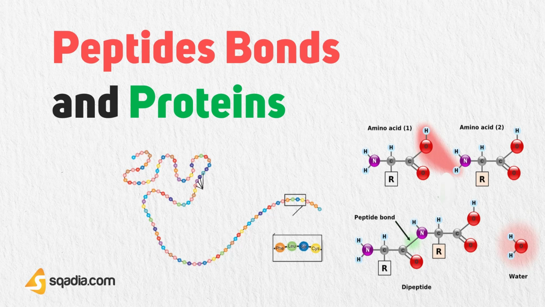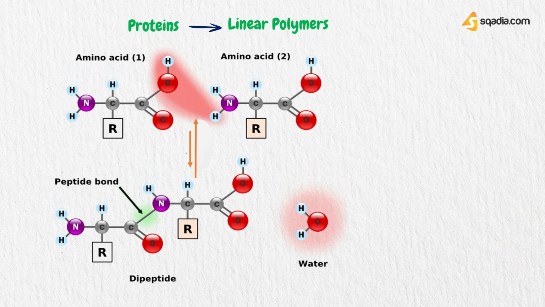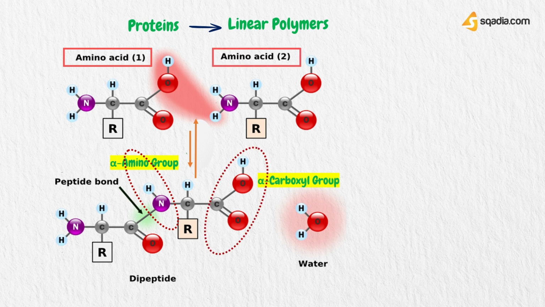Today, we shall discuss peptides and proteins. So let's have a look at what peptides and proteins are. Proteins are linear polymers formed by linking the alpha-amino group of one amino acid to the alpha-carboxyl group of another amino acid. This type of linkage is called a peptide bond or an amide bond.